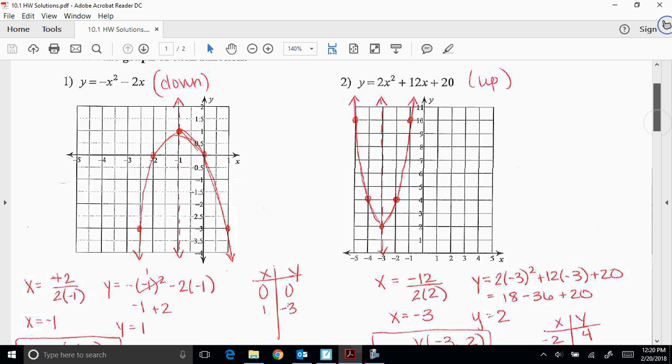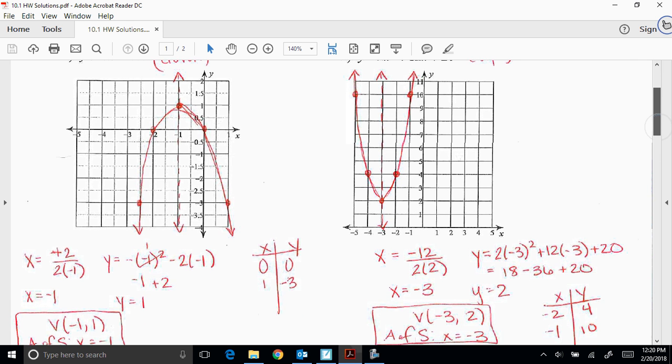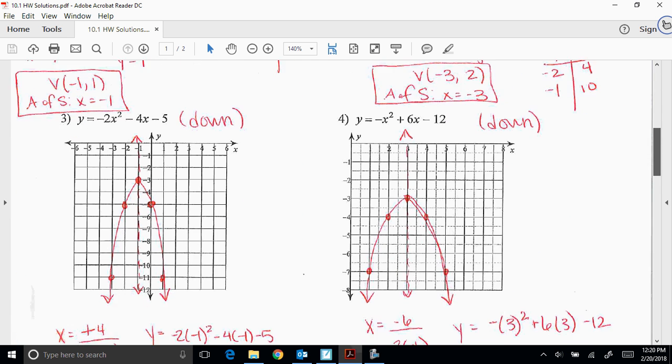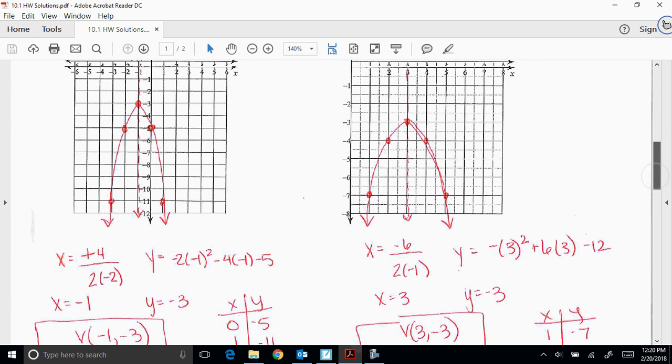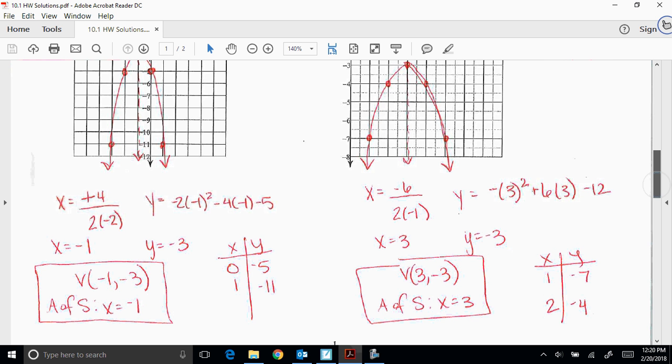Number 2, your vertex would be negative 3, comma 2. Axis of symmetry at x equals negative 3. That parabola is opening up. Reminder, when you write your axis of symmetry, you need to be writing x equals, not just the number, x equals. Number 3, your vertex was negative 1, negative 3.